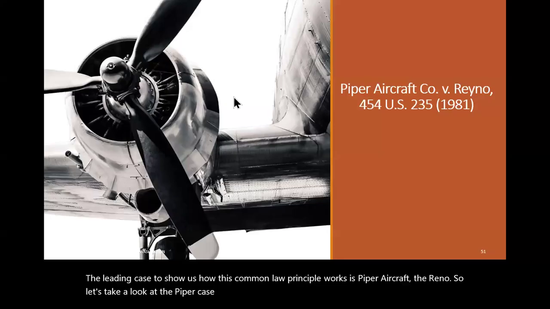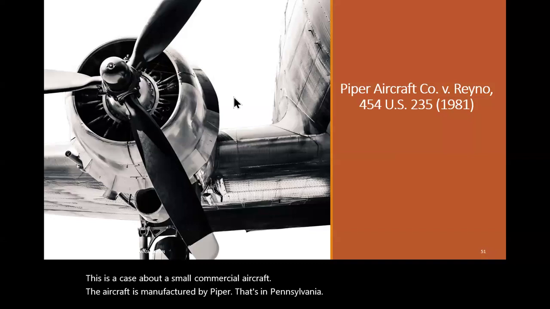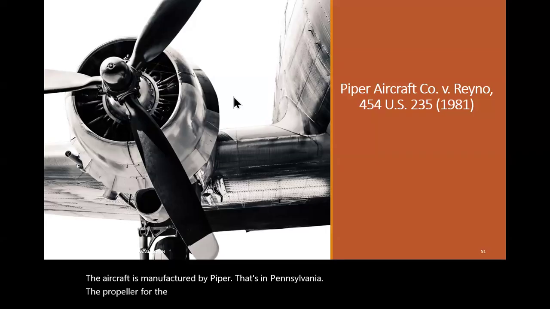But before we do, just a little bit of background. This is a case about a small commercial aircraft. The aircraft is manufactured by Piper. That's in Pennsylvania. The propeller for the aircraft is manufactured by a company named Hartzell Propeller. That's in Ohio, okay? The plane crash occurs in Scotland. The 5 passengers plus pilot that are killed in the crash are all Scottish citizens, okay?